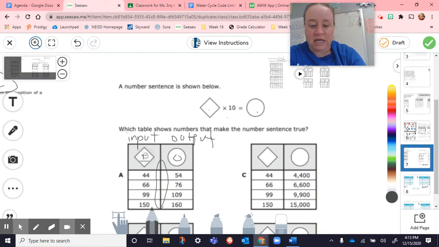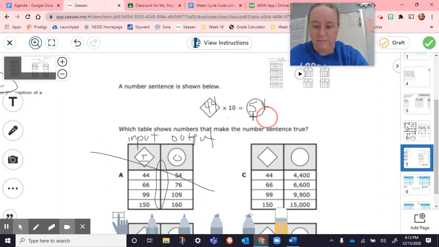So if we take the diamond, so look at here, all of these 44, 66, 99, 150, those are all in the diamond column. So I'm going to plug in one of them and see if it gives me that output. So 44 times 10 gives me 54. That's not true. 44 plus 10 gives me 54, but not 54 times. So I got to take that out.